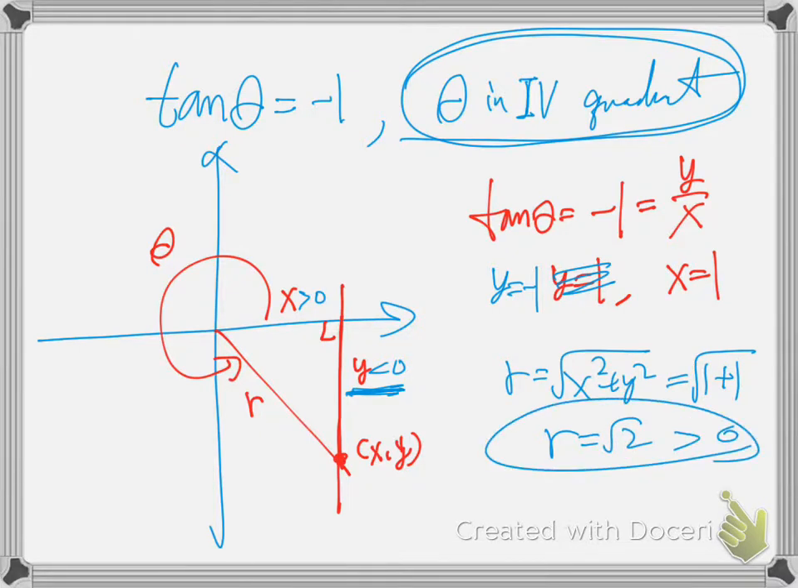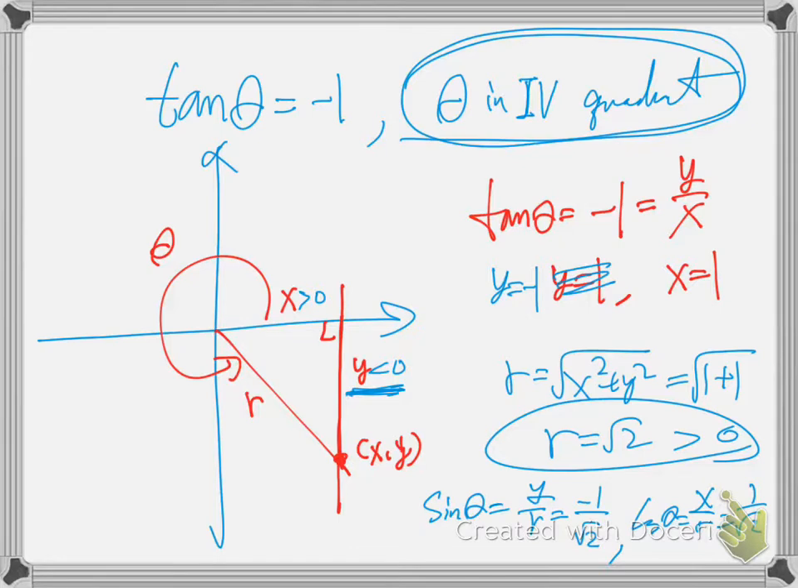And then we are ready for the trig values, right? So sine theta is y over r, so it's negative 1 over radical 2. And cosine theta is x over r, so it's 1 over radical 2. And tangent is given. Okay, tangent is given.